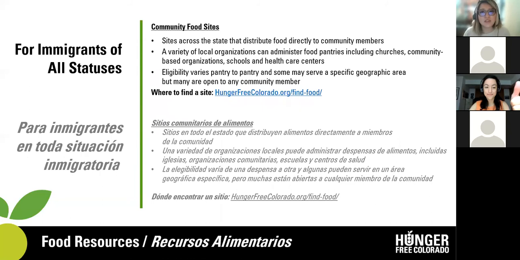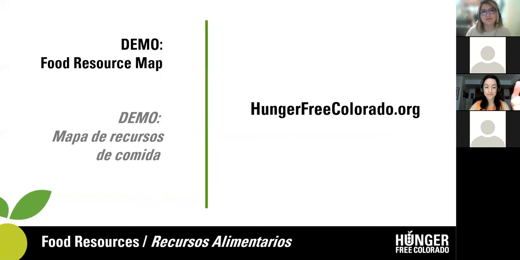In the state of Colorado, there are sites for community food distribution. Places like churches, community centers, schools, and healthcare centers can administer these food pantries or food banks. Eligibility for these depends on the specific geographic area. Some places can only serve a particular community, but many are open to any community member. To find the closest site to you, you can visit the website hungerfreecolorado.org/find-food.